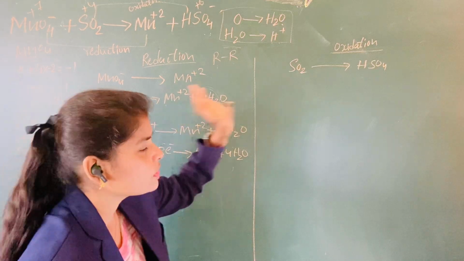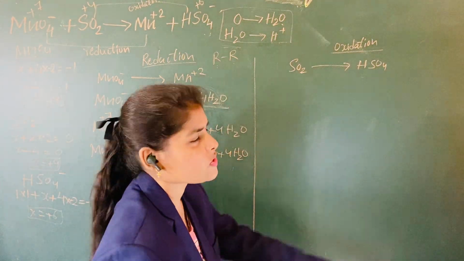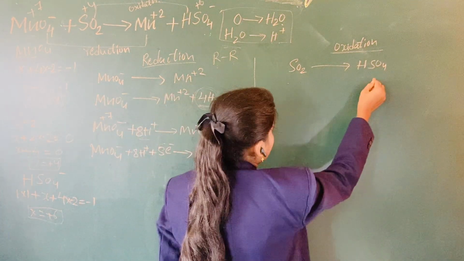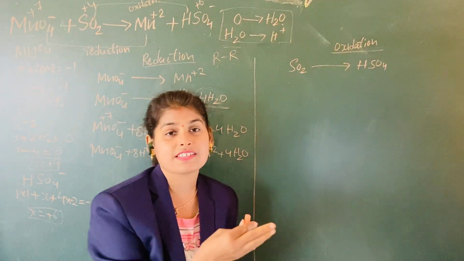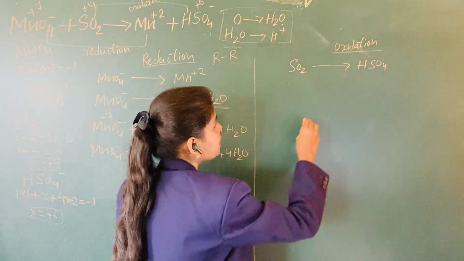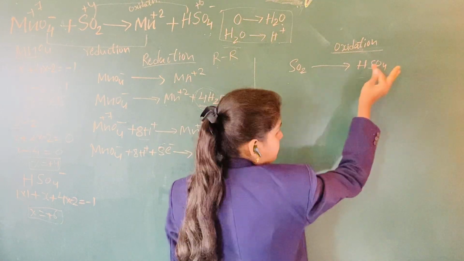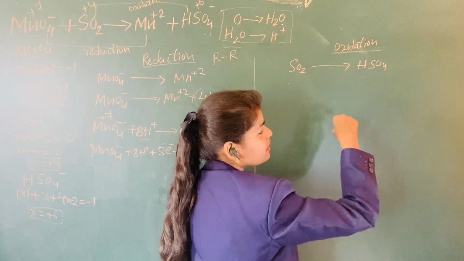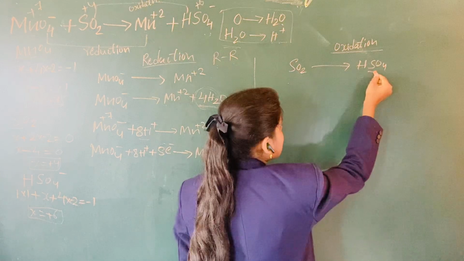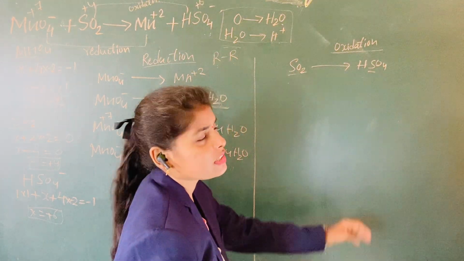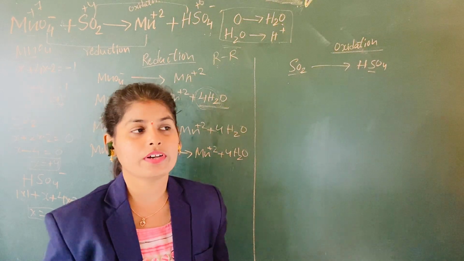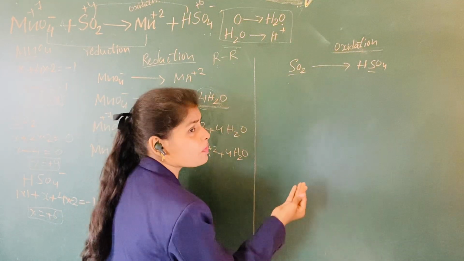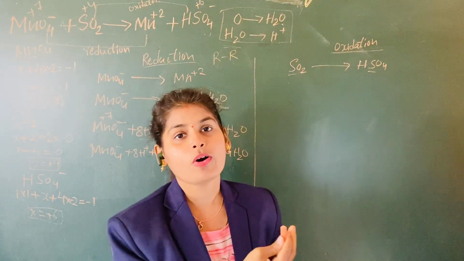Same procedure, do it for the oxidation also. Since we have SO2 and HSO4, other than oxygen and hydrogen, you need to balance the remaining elements. That is the first step. Leave oxygen and hydrogen. Other than oxygen and hydrogen, we have sulfur, right? But in the reactant and product side, both sides have sulfur already balanced, so no need to balance it again. The next thing we have to do is balance the oxygen.